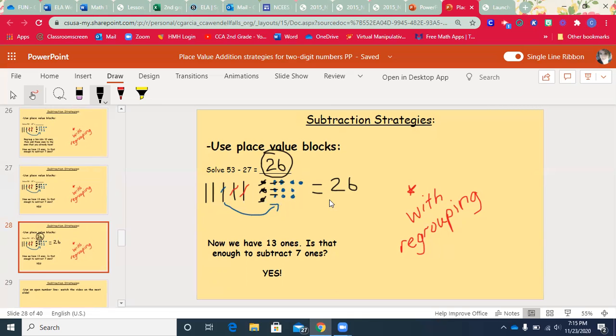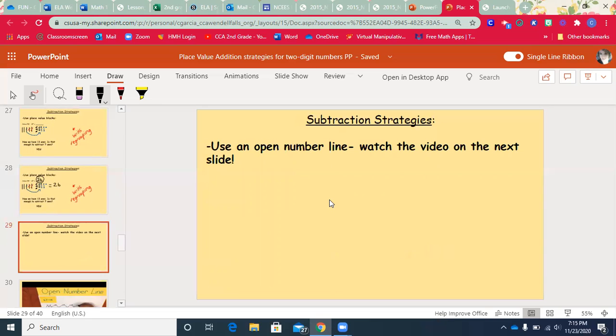Okay, the next strategy we're going to talk about is an open number line.